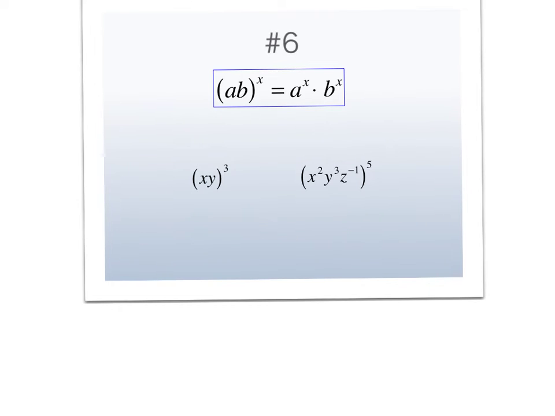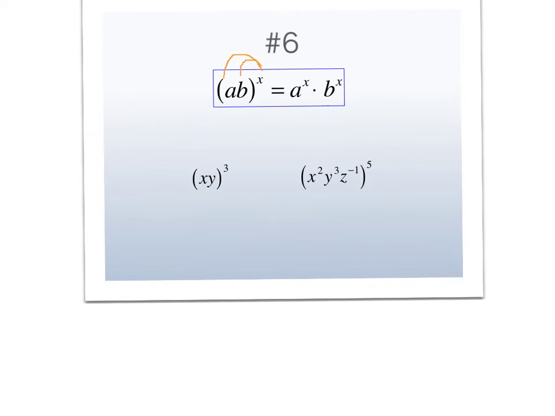Rules 6 and 7 are pretty similar, and they work a lot like the distributive property. On the left side over here, we have a, b in parentheses to the x. That means that both of those need to be raised to the x. We can rewrite that. We're not technically distributing, but it's going to work the same. We need to apply the x to both the a and the b, and that's how we end up with a to the x times b to the x.